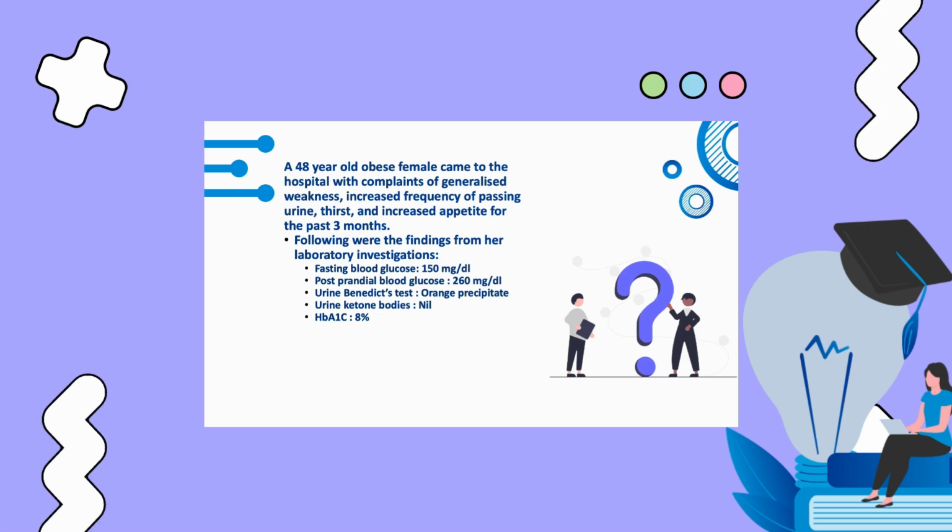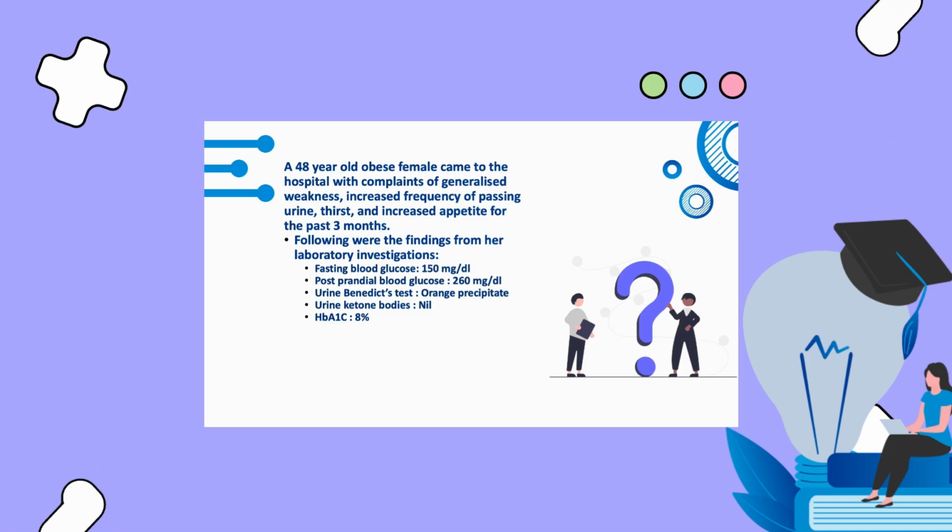Now looking at the clinical presentation and the investigations, what you can see here is she has generalized weakness, increased passing of urine, increased thirst and increased appetite, and her fasting blood glucose level is increased. The normal is 70 to 110 mg per deciliter, whereas here it is 150 mg per deciliter. Postprandial blood glucose levels also are increased in the patient.